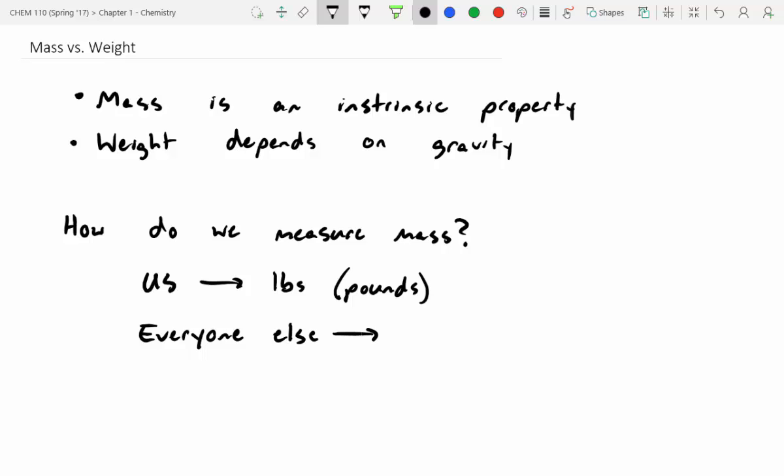How does the rest of the world measure mass? What units do they use? Kilograms or grams, right? So in this case, we use grams or kilograms. If you're in a physics class, chances are the base unit that they use is kilograms, but if you're in a chemistry class, we usually use grams. We don't deal with things that are that heavy very often.